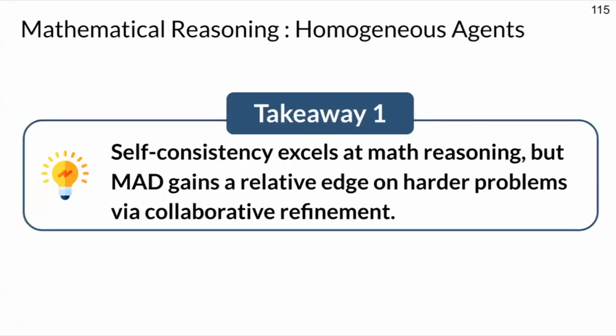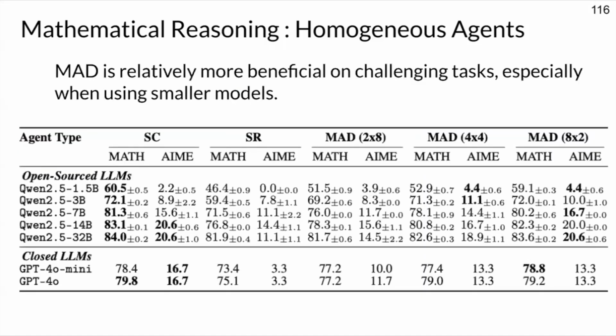And then here, takeaway one is that trying to enforce self-consistency excels at math reasoning, but MAD gains a relative edge on harder problems via collaborative refinement, where one single agent might have certain blind spots. Moreover, MAD is relatively more beneficial on challenging tasks, especially when we use a smaller model to deal with a task that's a bit above their capability scale.